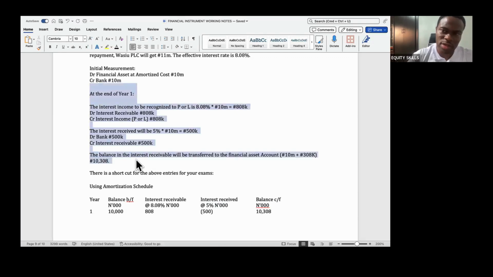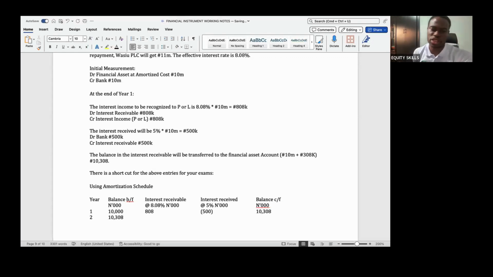It's important as an accounting student that you know this step. But for your exams, you're free to use an amortization schedule and skip all of those debits and credits. This one has shown you how you enter the 500, then the balance, which is 10,000 plus 808 minus 500, gives you 10,308. In year two, you bring forward that balance.